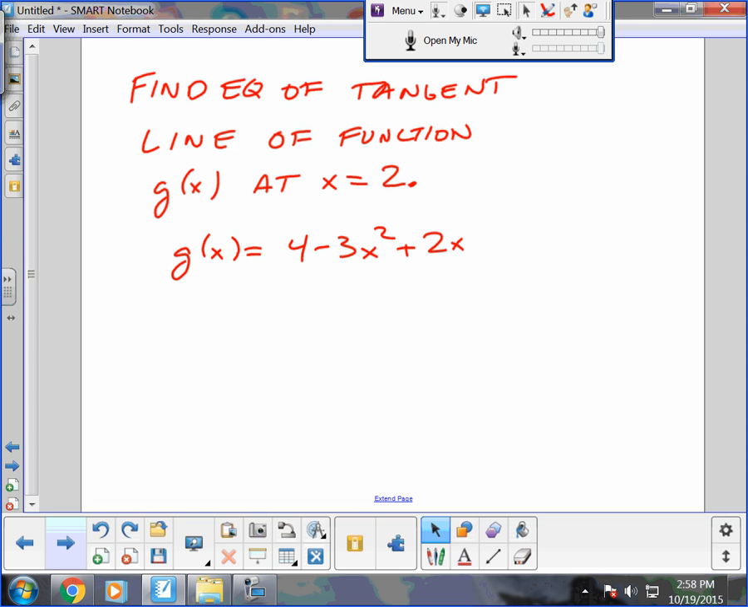Got one more. Find the equation of the tangent line of the function g of x at x equals 2. And I made g of x equal 4 minus 3x squared plus 2x. Hey guys, don't do the definition of derivative. I think this lends itself to the power rule. You guys agree? I should be able to find the derivative, g prime, in 2 seconds. All right, give you a push.